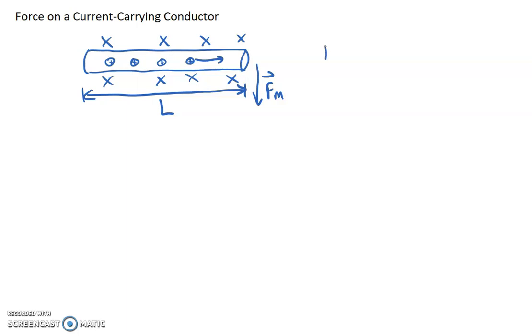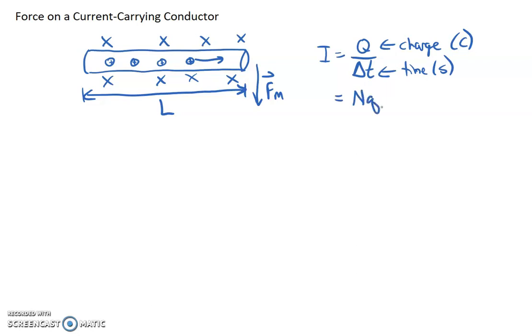The first thing I want us to note is that current is charge divided by the change in time. This is the charge in coulombs, and this is time in seconds. And we also know that charge is the number of elementary charges times the charge of an elementary charge. And so because of that, we can rewrite current as n times the charge divided by the change in time.